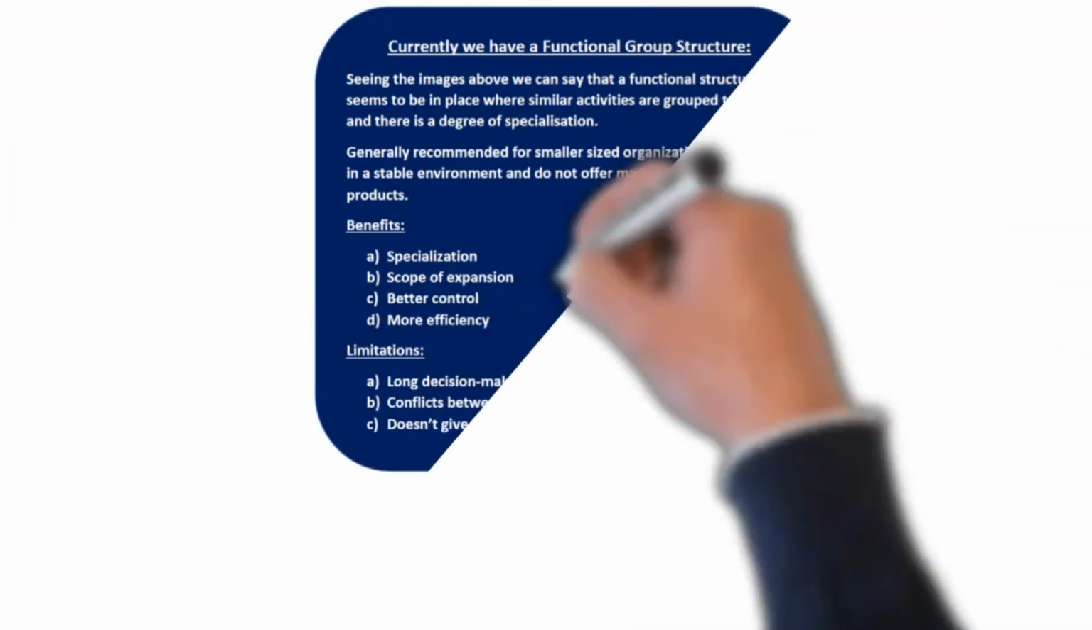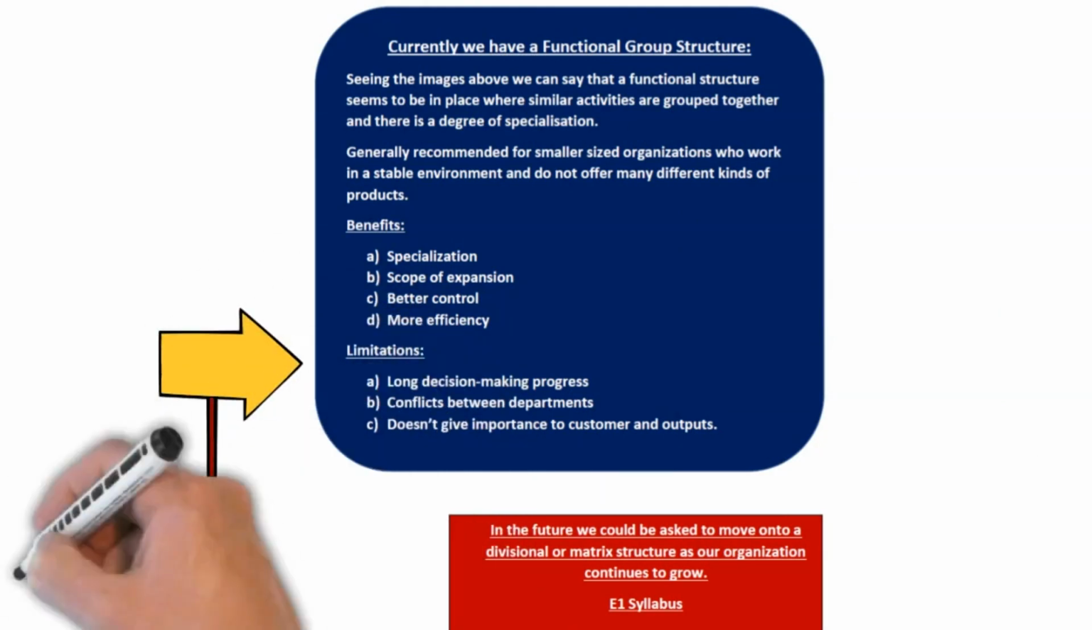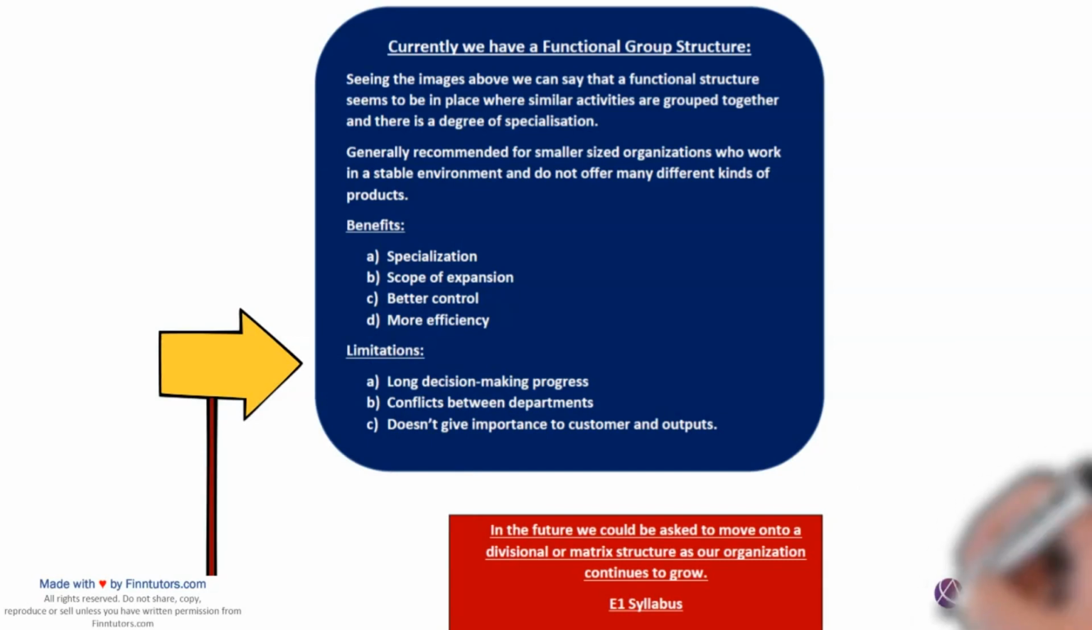As mentioned on the previous page, currently we have a functional group structure or a functional company structure. So, seeing the images above, we can say that the functional structure seems to be in place where similar activities are grouped together, which means all the sales activities grouped under the sales director, all the production activities grouped under the production director, finance activities grouped under the finance director, and there is a degree of specialization generally recommended for smaller sized organizations who are working in a stable environment and do not offer many different kinds of products. It's a very simplistic model to work upon.